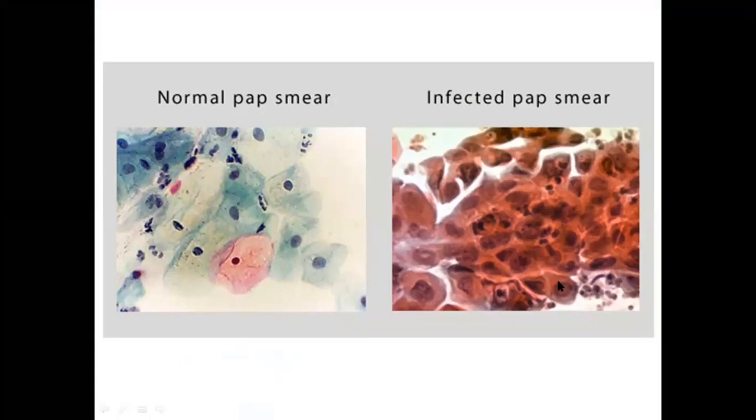Then this is an infected pap smear. You can see cells which have a lot and lot of glycogen and they stain orange. And then you have a nucleus which is larger than the normal nucleus. You have inflammatory cells here, a lot and lot of inflammatory cells, and this is an abnormal smear.